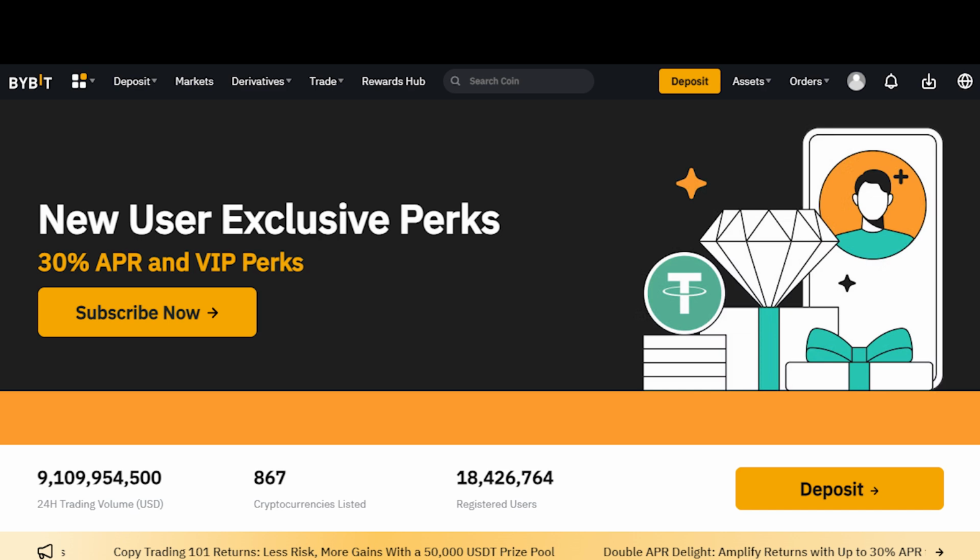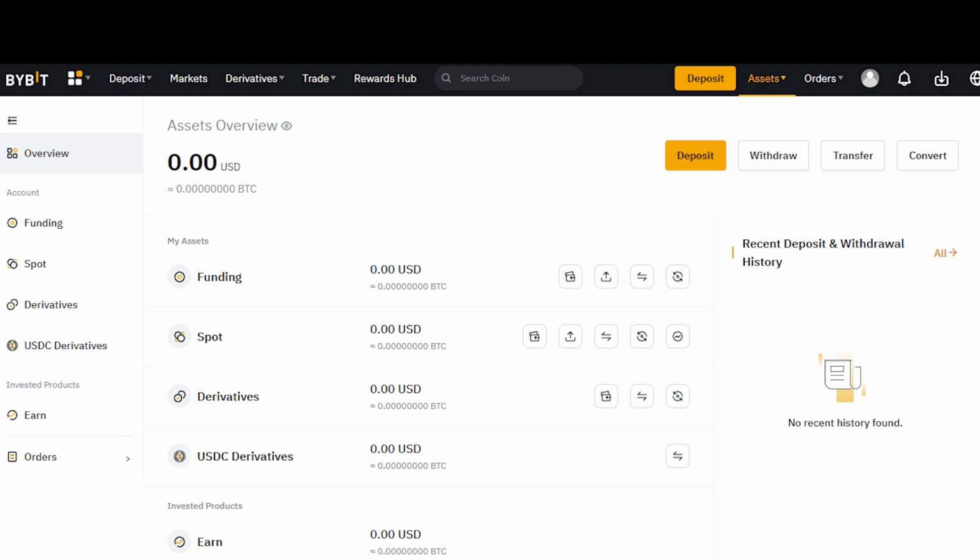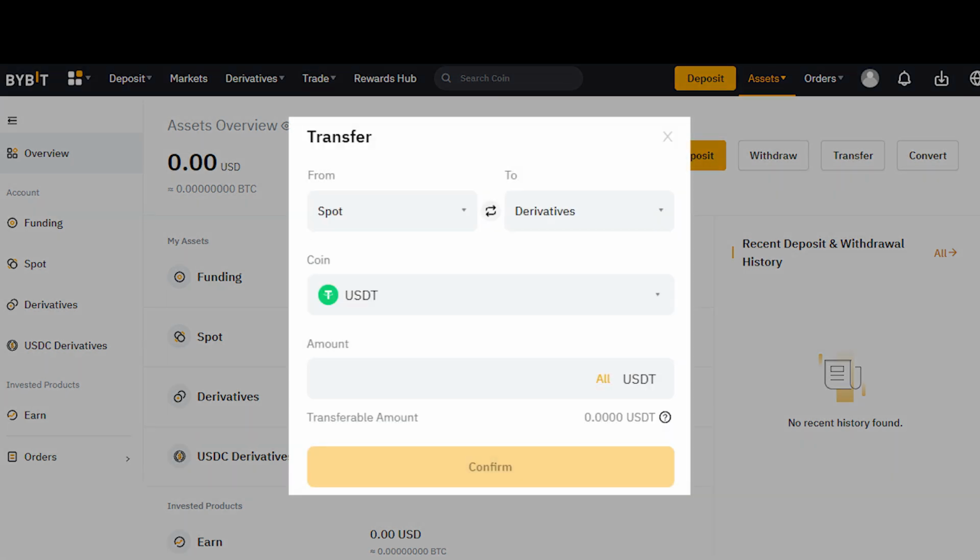On the screen, click Assets at the top right. On the next screen, click Transfer. This will open a window where you can transfer your coins. Since we need to transfer from your spot wallet to your futures wallet, select Spot to Derivatives. Then choose the coin and the amount you want to transfer. Once you click Confirm, the coins will be transferred from your spot wallet to your futures wallet.